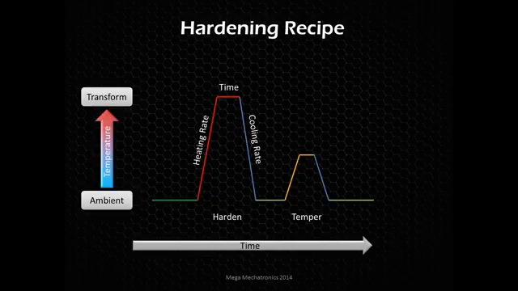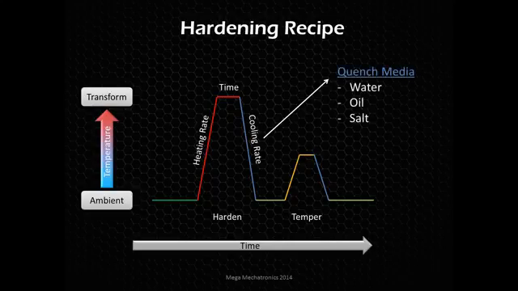The cooling rate is very important. What the quench does is lock in a certain desirable crystal structure, such as martensite. The different quench media that are used could be straight water, water with additives like polymer additives, oil, and even molten salt.